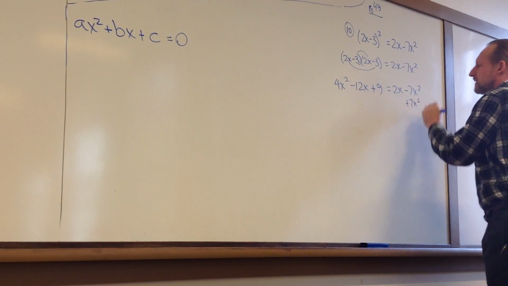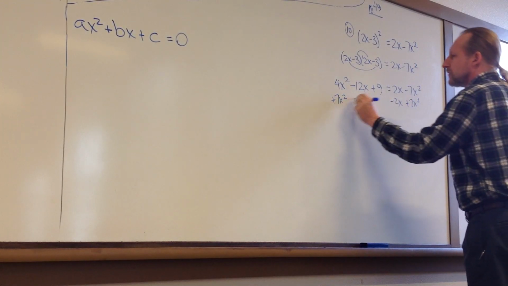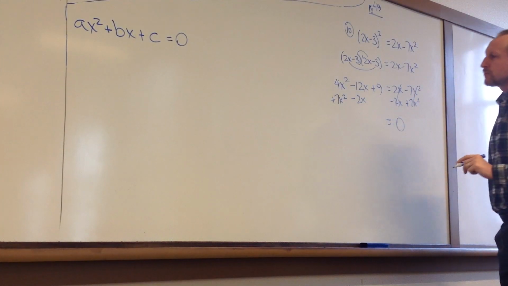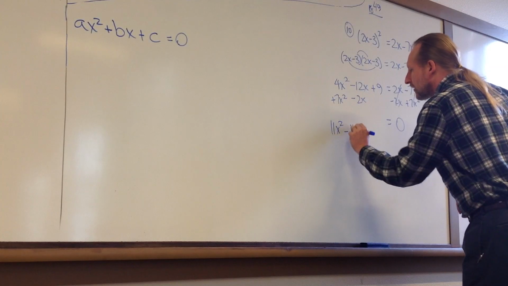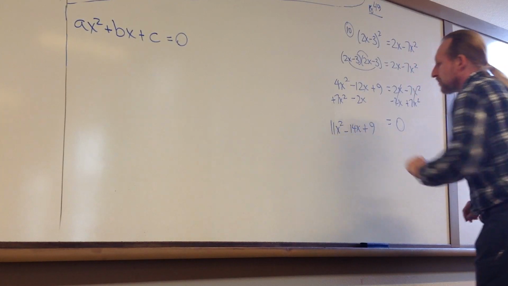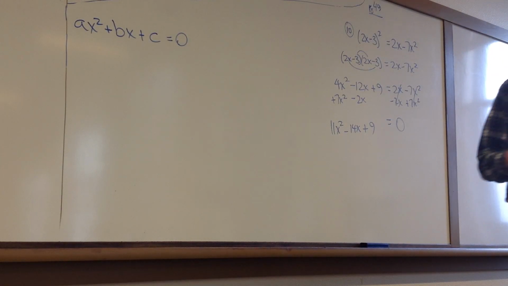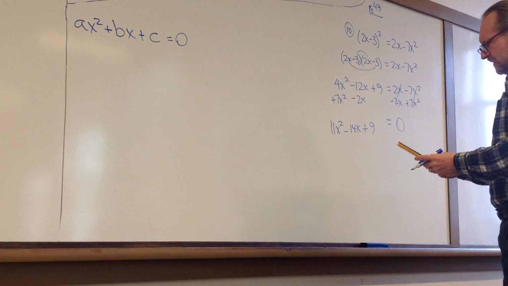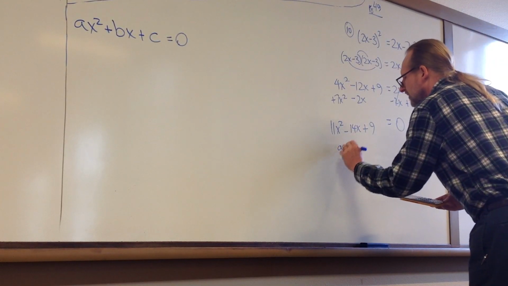So we'll add the 7x² to both sides and subtract the 2x on both sides. Those cancel out and leave us with 0. Over here, we get 11x² - 14x + 9. And then we can run this through the quadratic. Let's see what we get here. A is 11, B is -14, and C is equal to 9.